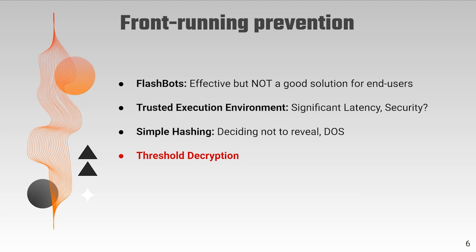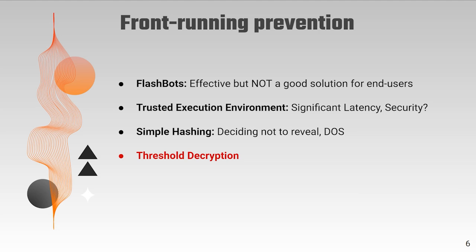Based on this simple naive idea of commit-reveal hashing, we have another commit-reveal approach, which is, to the extent of our knowledge, the most promising approach, which is threshold decryption. In this work, we have FairBlock. We improve threshold decryption bandwidth overhead. So what's the threshold decryption approach?